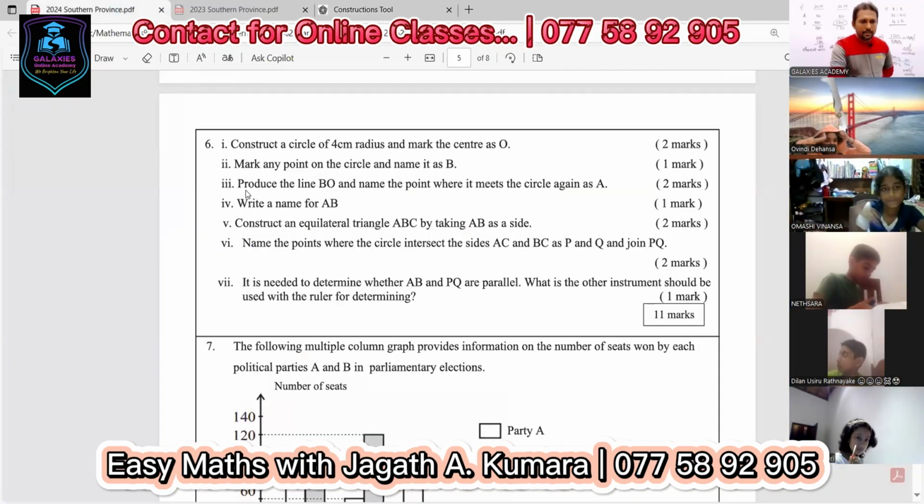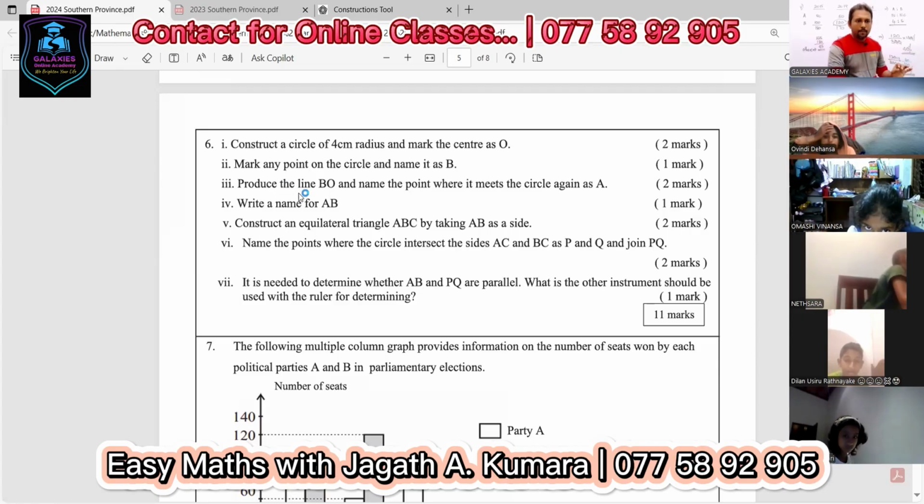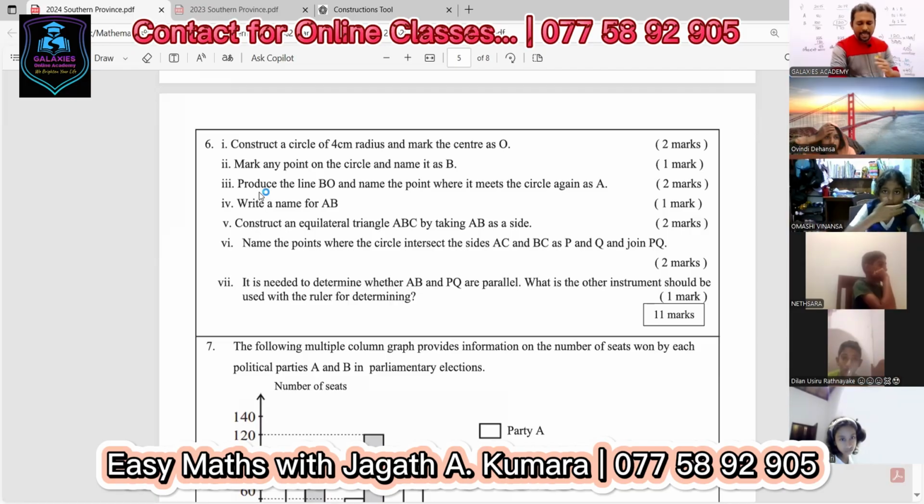Then third part, produce the line BO and name the point where it meets the circle again as A. එතකොට ඔයගොල්ලෝ ඉස්සෙල්ලාම BO join කරන්න ඕන. හරි? BO join කරන්න ඕන. ඊට පස්සේ produce කරනවා. produce කරනවා කියන්නේ මොකක්ද? Extend, big කරන්න. Name the point where it meets the circle again as A. ඒ දික් කරපු ප්‍රොඩියුස් කරපු BO ලයින් එක ආයමත් සර්කල් එක මීට් වෙයි අන්න A point එක A කියලා නේම් කරන්නලු.